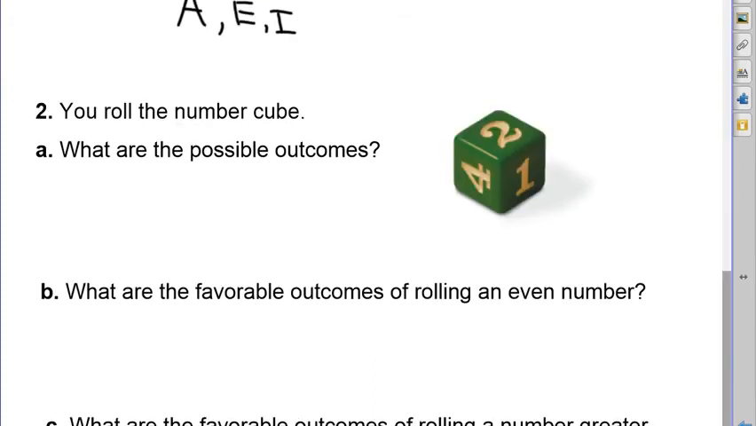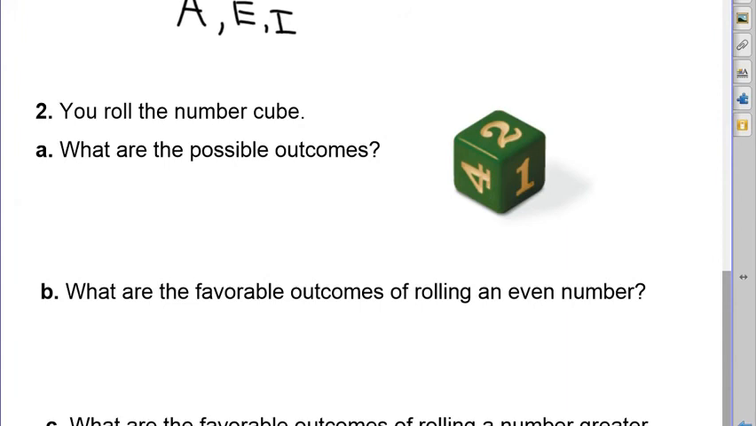Problem number 2. You roll the number cube. Number cube is a fancy way of saying dice. Dice has a lot of connotation in gambling, so educational books tend to prefer the term number cube. Anytime you see that term number cube, it implies a standard 6-sided dice with the numbers 1, 2, 3, 4, 5, and 6.